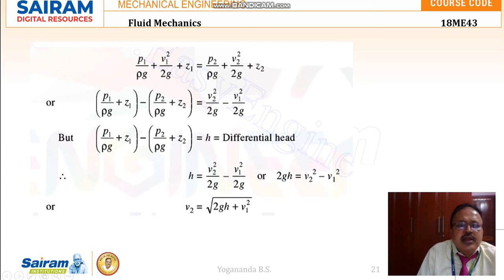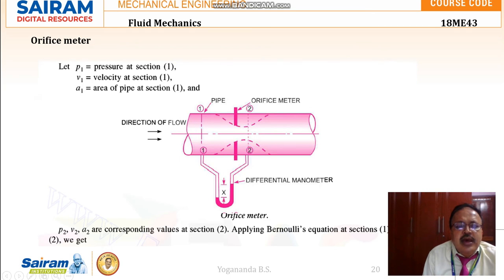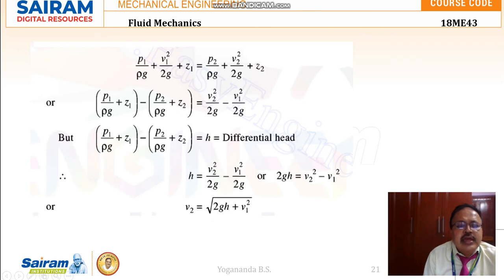So here Z1 and Z2 are equal, so they get cancelled because the pipe is laid horizontal. Whether I take the point here or here at these two sections 1 and 2, they are at the same height. So this is Z1 and this is Z2. So both are same. So they are getting cancelled. So P1 by rho g is pressure head at section 1. P2 by rho g is the pressure head at section 2. So H1 minus H2, that is the differential head H.